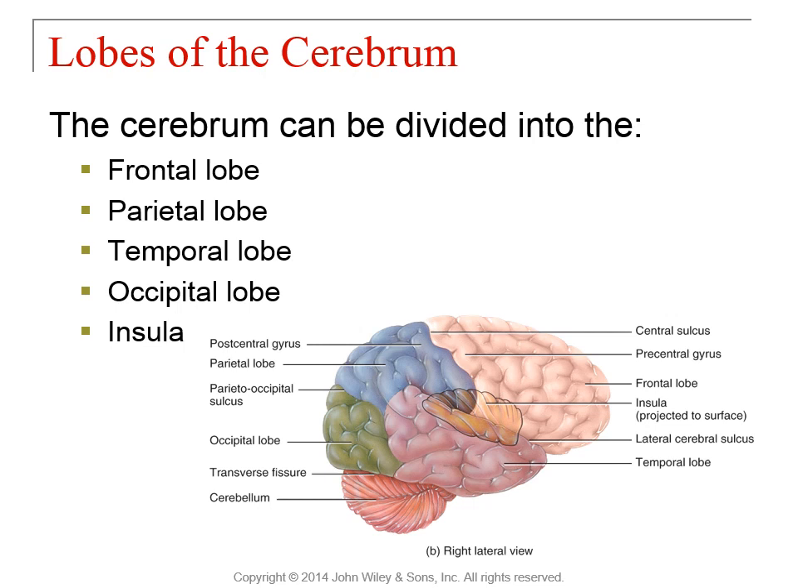Now, deep within the cerebrum is going to be what is known as the insula, which is going to be the most lateral partition around the lateral ventricles, and it's basically going to partition the midbrain or the diencephalon from the rest of the cerebrum.